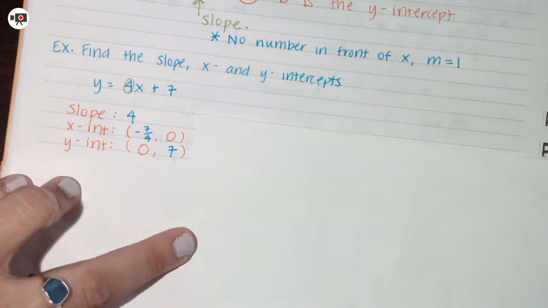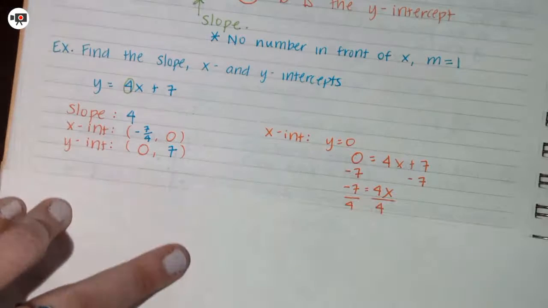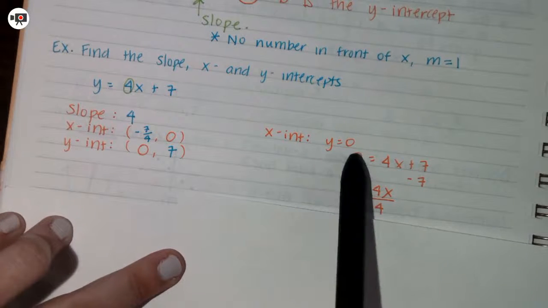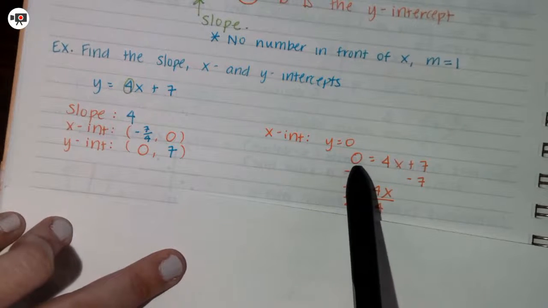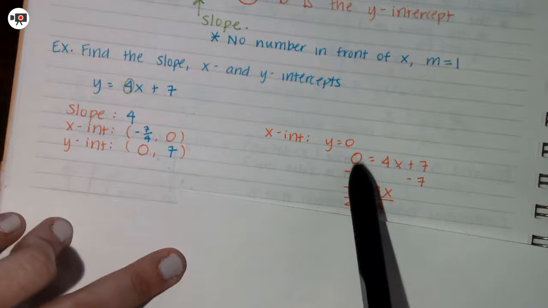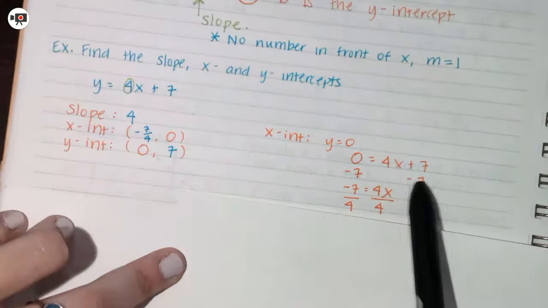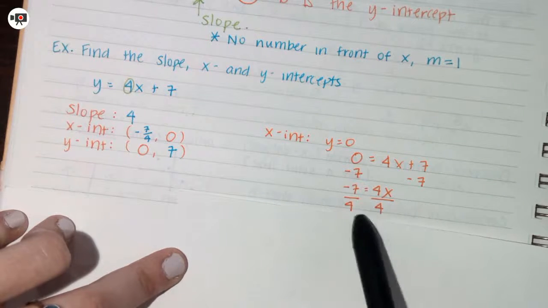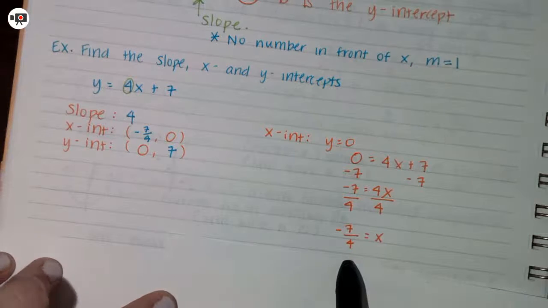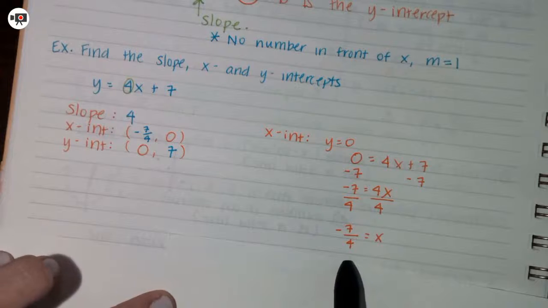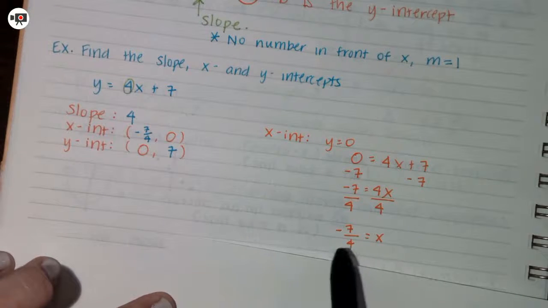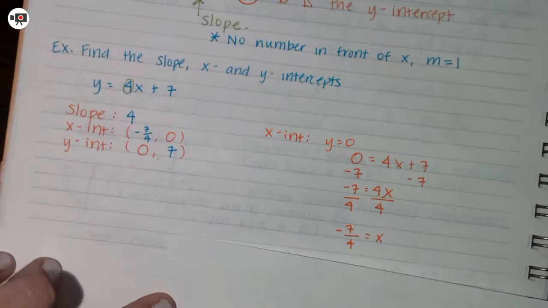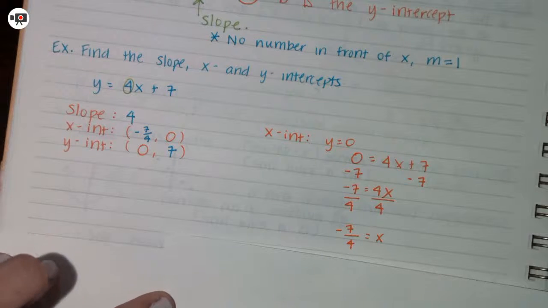But my x-intercept is not. So my x-intercept, y becomes 0. So instead of writing y, you write 0 equals 4x plus 7. Then solve for x. Subtract 7, divide by 4, and x equals negative 7 over 4. You can put the negative out in front or on top. If you put it on top, it makes it a little easier when you go to graph.